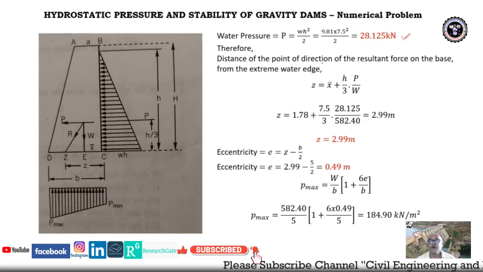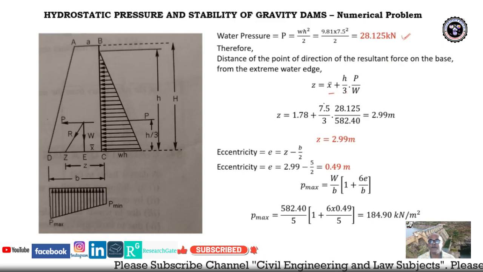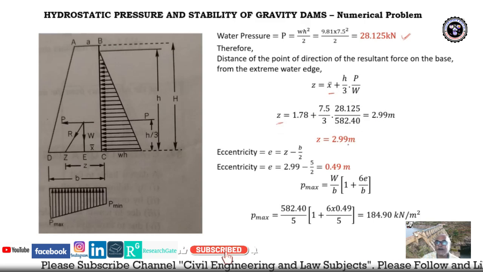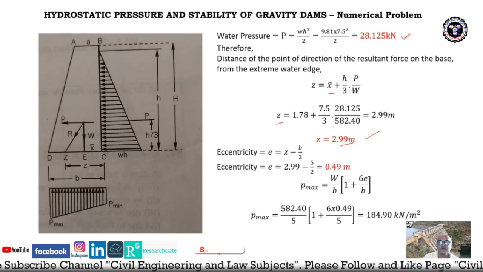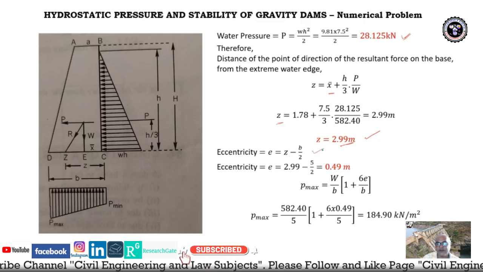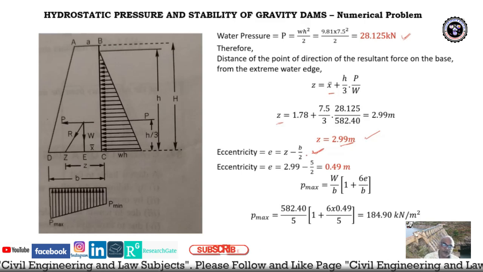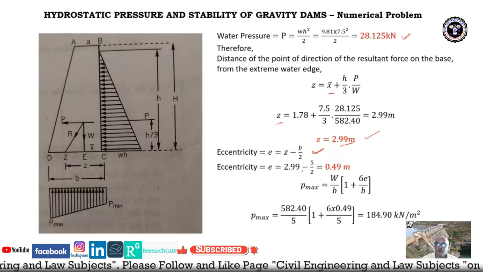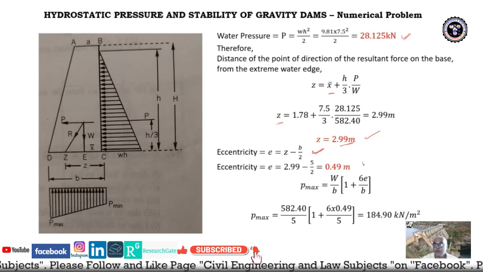Therefore, the distance of the point of action of the resultant force on the base, z, is equal to X bar plus h by 3 into P by W. Already we have studied this in the theory. When we substitute the values accordingly, we get the z value as 2.99 meter. So eccentricity e is equal to z minus B by 2. Remember this thing always. You will come across it in final year also, when we study water resources and gravity dams. So eccentricity is equal to 2.99 minus 5 upon 2, that is 0.49.